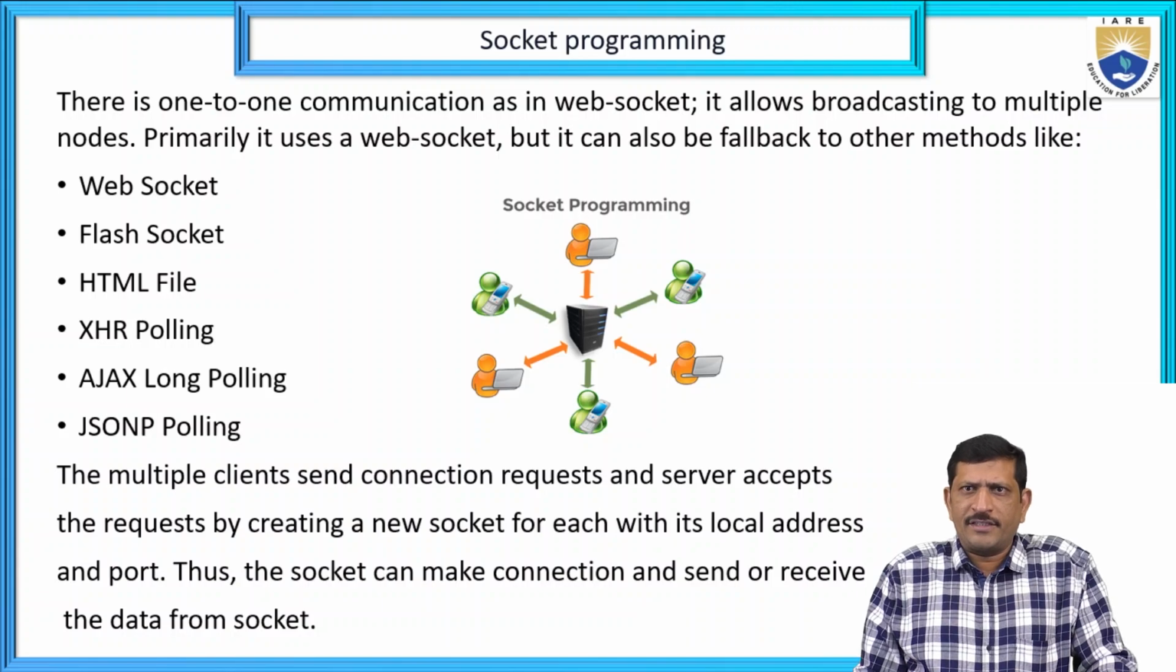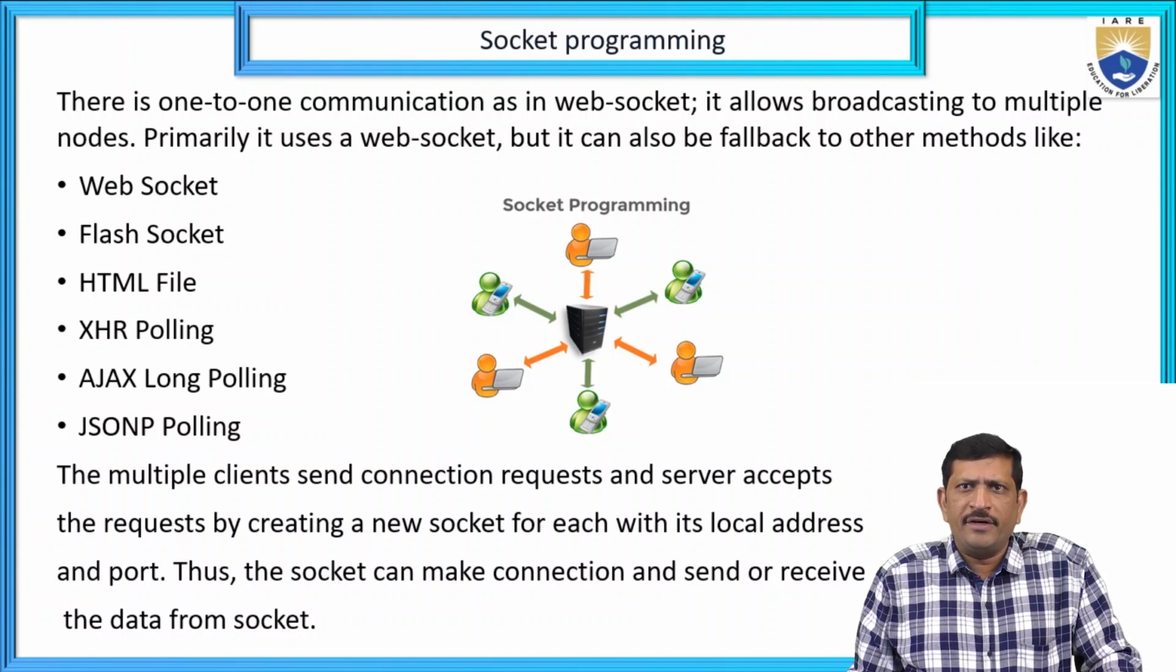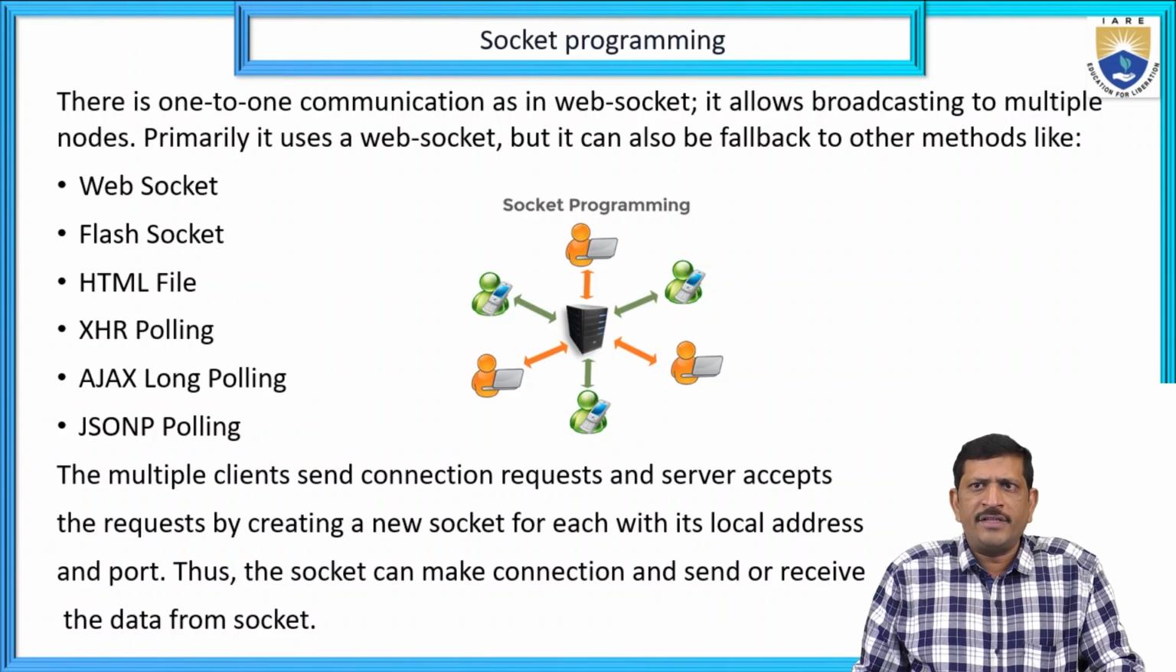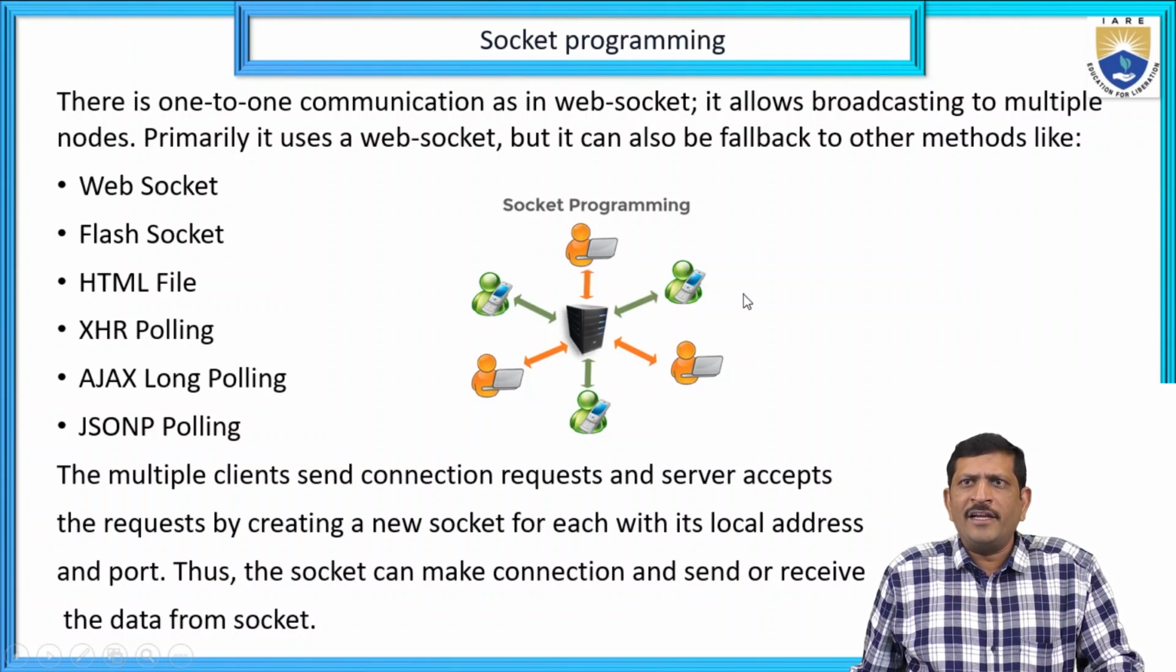Multiple clients send connection requests, and the server accepts each request by creating a new socket for each, with its local address and port. The socket can make the connection and send and receive data. Here you can see multi-socket programming. That means multiple sockets can be created at the client side.